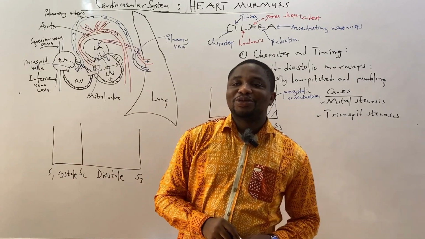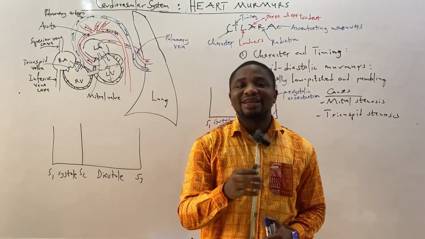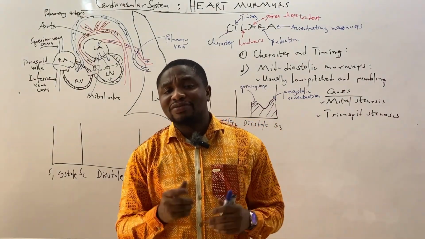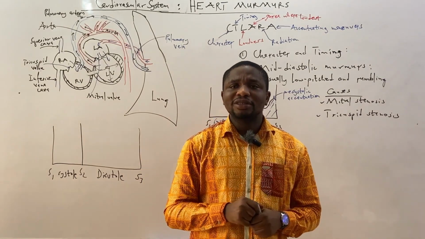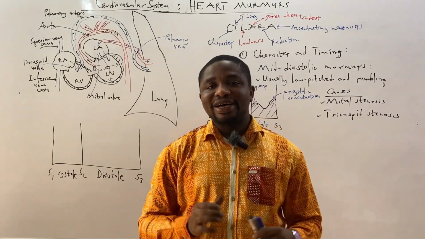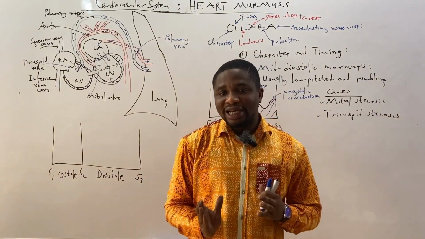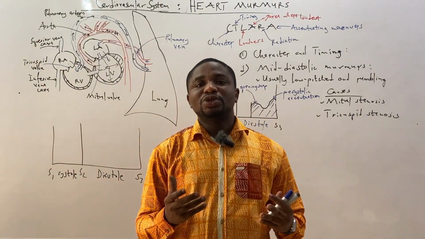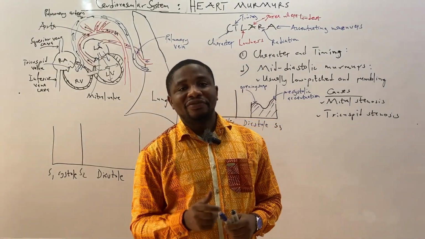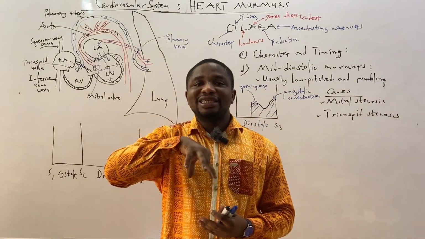The next murmur we want to talk about is the mid-diastolic murmur. For mid-diastolic murmurs, always remember that they are low-pitch murmurs. And if they are low-pitch murmurs, which portion of the stethoscope should you be using to listen? Definitely it's going to be the bell of the stethoscope. Why am I saying that? Because if you look at the stethoscope, there are two portions that you can use to listen to the heart sounds and the murmurs. That is, we have the diaphragm and the bell. The diaphragm is the one with the plastic membrane.